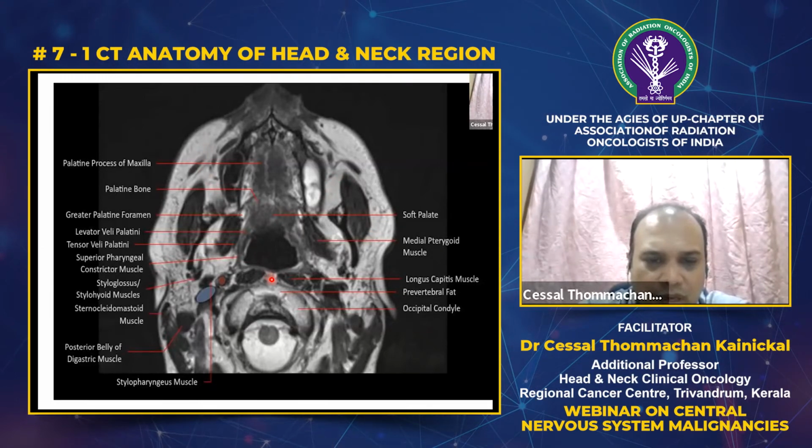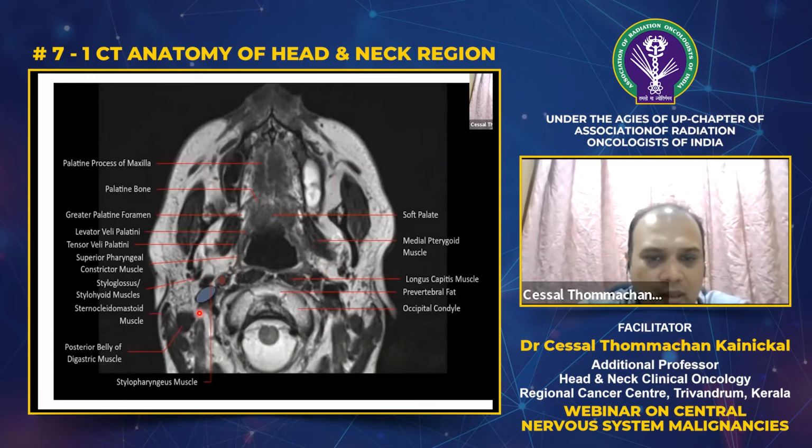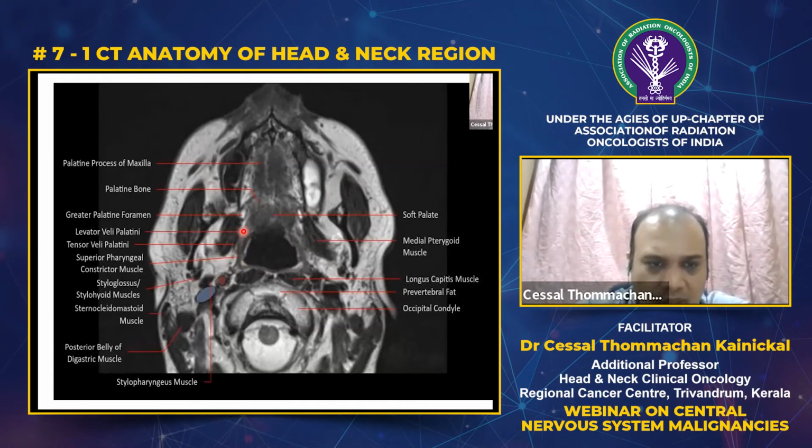You have the posterior pharyngeal wall, longus capitis muscle here, longus colli muscle here. You have the parapharyngeal space. This is the parapharyngeal space. Yes, you have the superior constrictor here. It is down. This is the superior constrictor. Here you have the levator veli and the tensor.